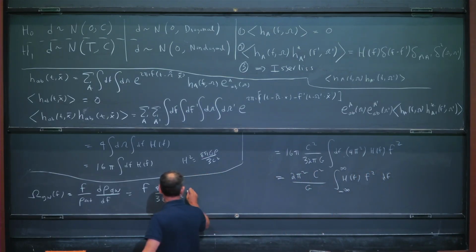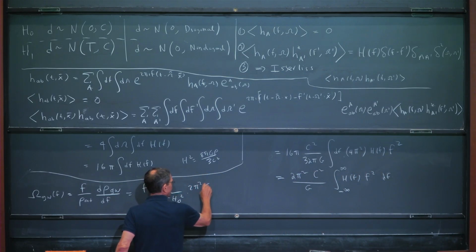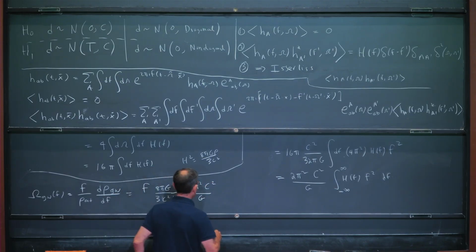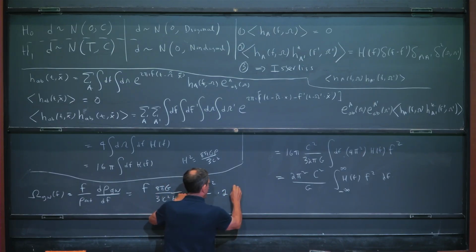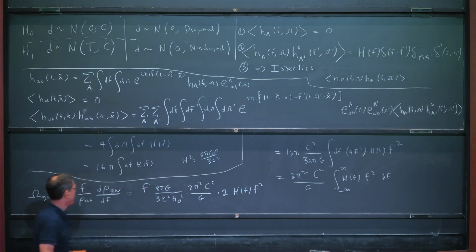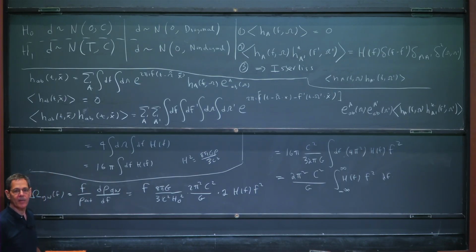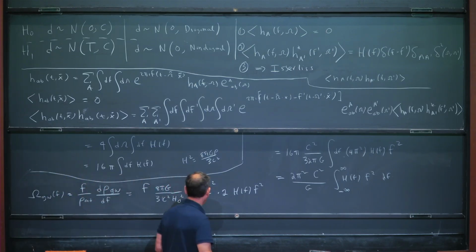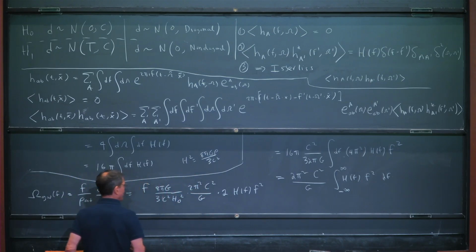So that's going to give me a 2 pi squared c squared over G times a factor of 2 to make things one-sided times h of f squared. Okay, I hope I got all the factors copied correctly. You nodded yes? It's okay? Good. All right. Great. So now we can have a little orgy of crossing out factors.